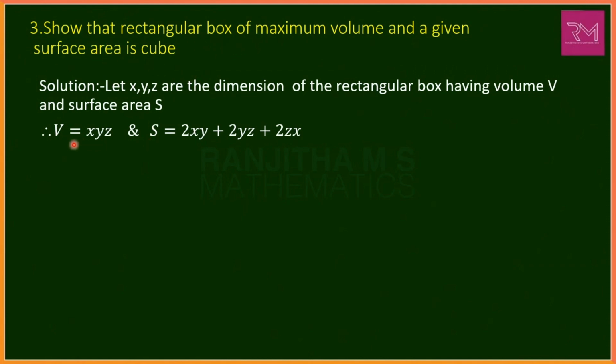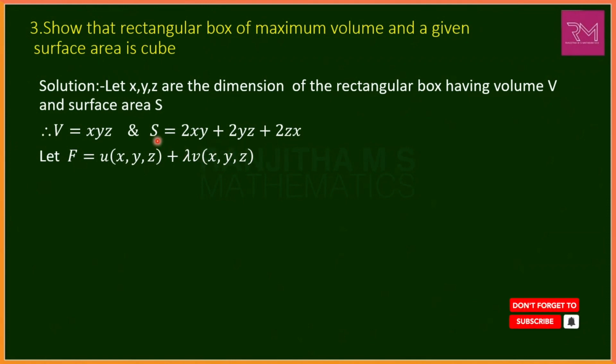Hence we have to take the u function as x into y into z and the v function as 2xy plus 2yz plus 2zx. The first step is to form the auxiliary equation, that is f is equal to u of x comma y comma z plus lambda into v of x comma y comma z. Here we take the surface area S as the condition v, and the function x into y into z as our u.